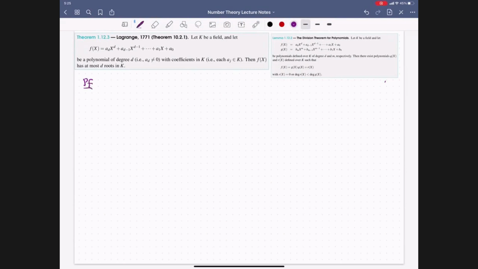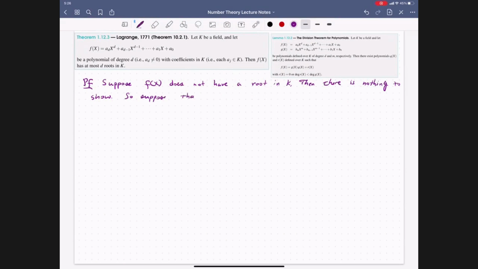So here's the proof. First, let's get the easy case out of the way. Suppose f of x does not have a root in K. If this is the case, we are done. It has no roots, this satisfies the theorem, so there's nothing to show.